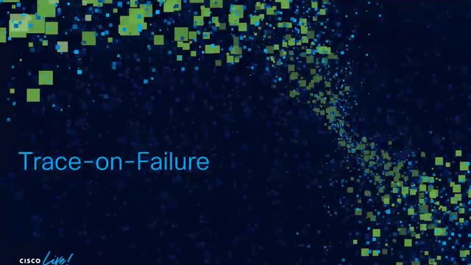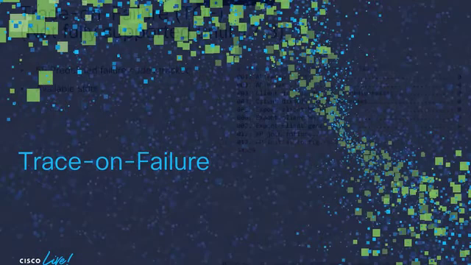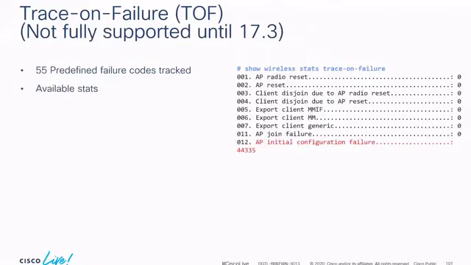Now, trace on failure. Imagine an actual scale deployment where you do have client connectivity issues going on. While the always-on traces are great where you can go back and look for a particular given client, what if you did not have the client MAC address handy? If you simply wanted to know the general sort of failures that were happening, say, over the last 48 hours, trace on failure is the entity that will allow you to get that simpler view.